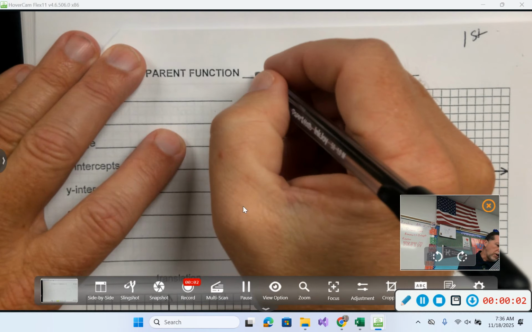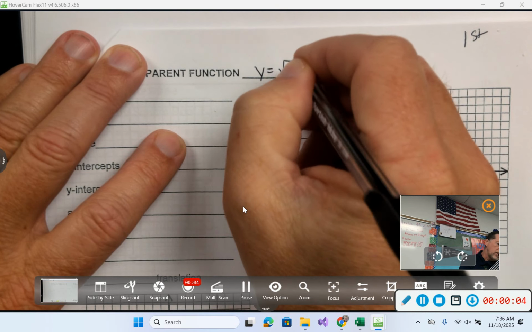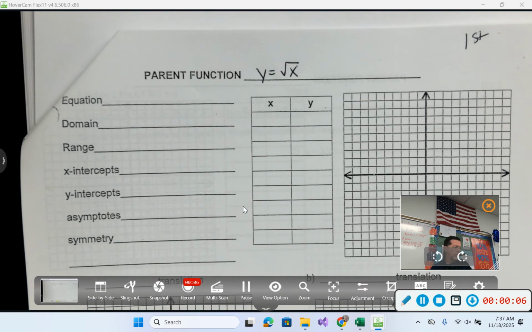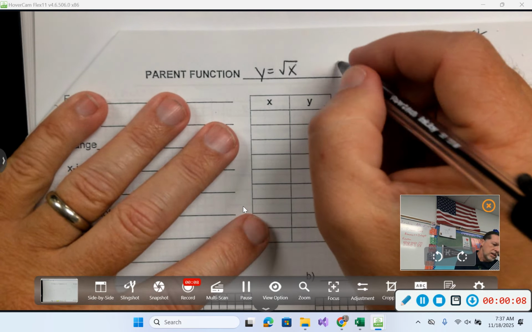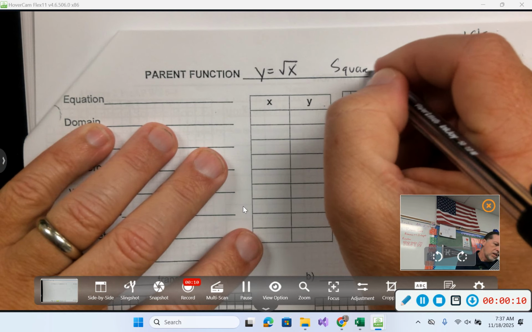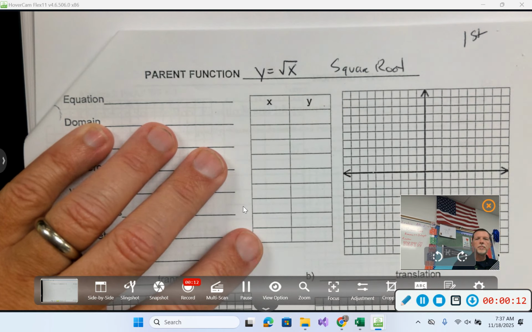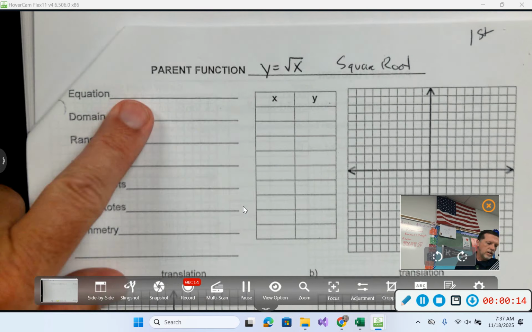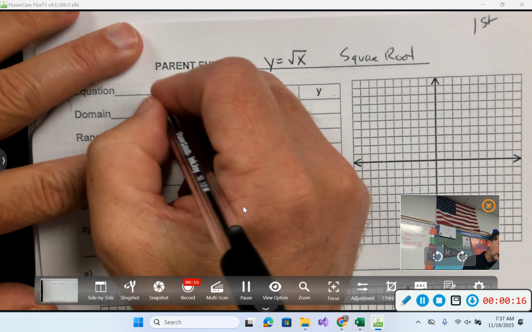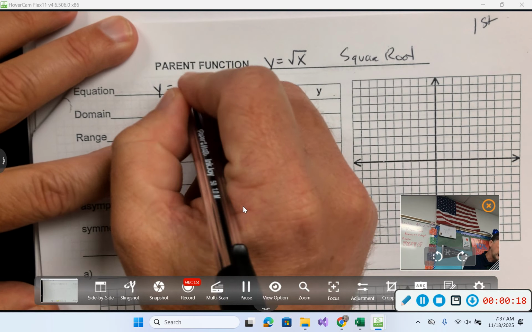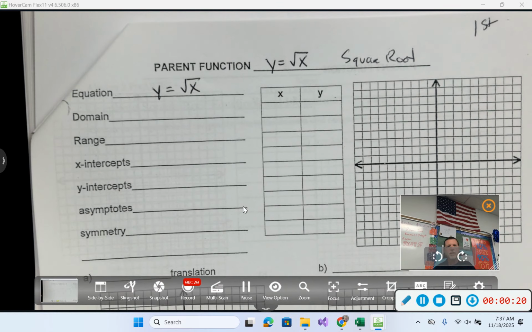So we'll start with the parent function of square root of x. Square root function. Equation. Well, we already have the equation. I guess I was supposed to put just the name at the top. But square root of x.